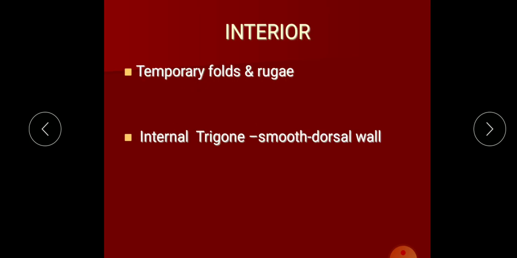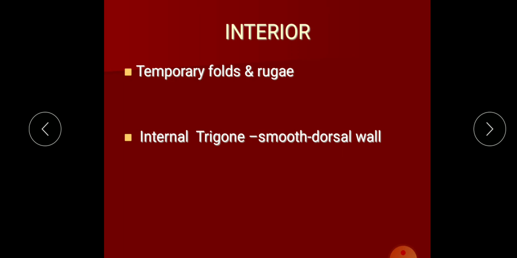So you get a median fold, a medial fold, a lateral fold, and a posterior fold. With that we finish the supports of the main structures, the ligaments concerned with the urinary bladder. Now we come to the interior of the urinary bladder. When you view the interior of the bladder, you find it is characterized by temporary folds and rugae. Once distension occurs, they disappear.